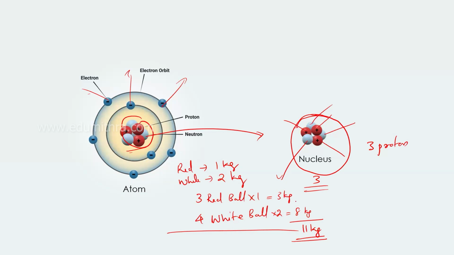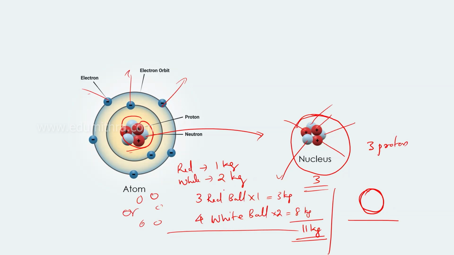Now, these are all separate balls, kept in different boxes. Now I am taking all of them. How many balls are there in total, including the red and white? It is 7 balls. I am taking all those balls and keeping them together, very closely. Then what will be the total weight?